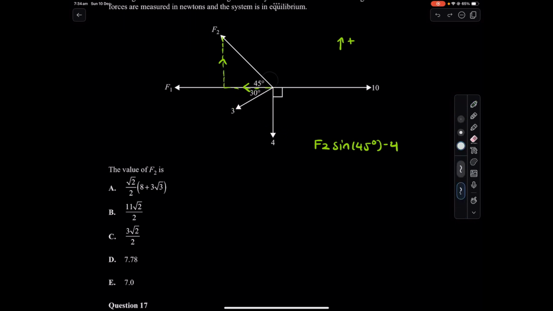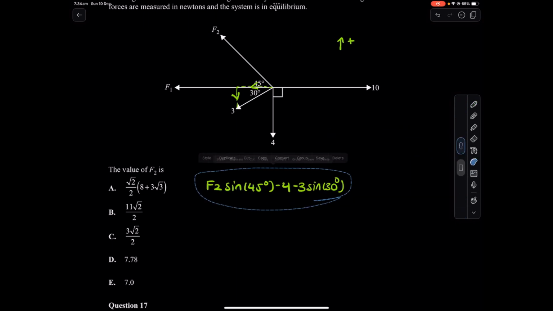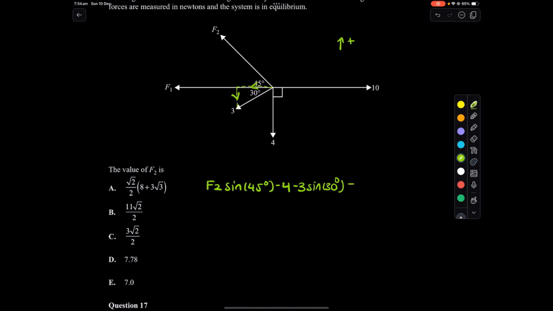And we also have the component of this. So imagine breaking this one over here down. So we'll get a downwards force. It will be pretty much -3 sine 30 degrees. And this over here should all equate to 0. I mean, the total sum of it must equal 0 because the net force is 0.